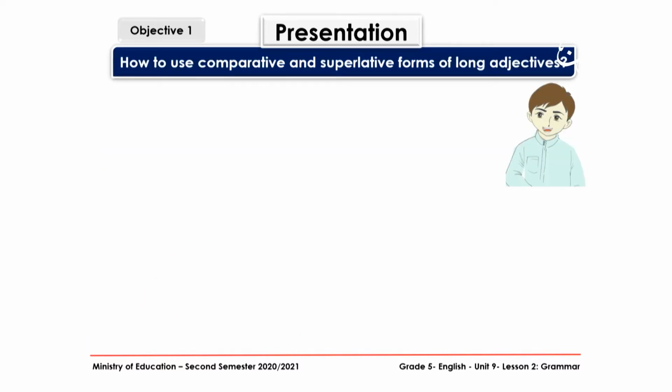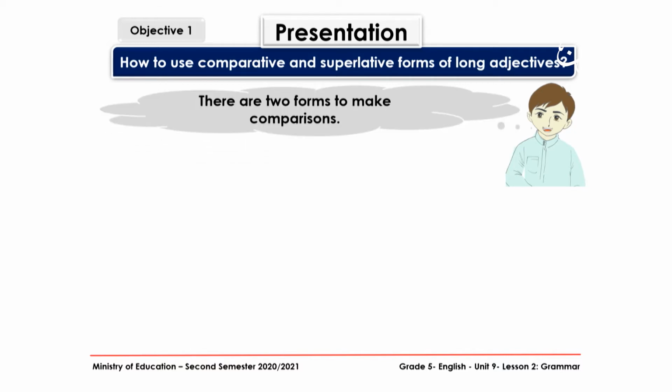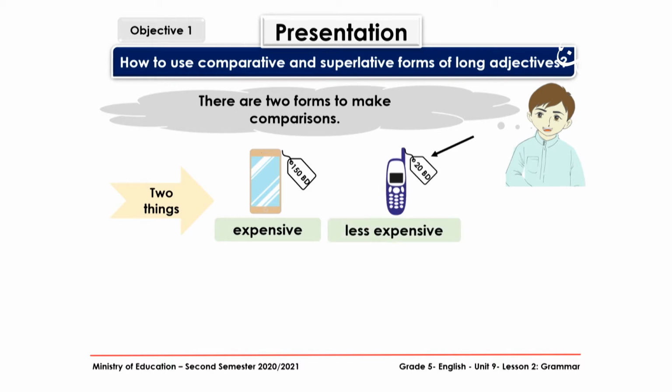How to use comparative and superlative forms of long adjectives. There are two forms to make comparisons. If we want to compare between two things, we use the comparative form. For example, this smartphone is expensive, but this mobile phone is less expensive.